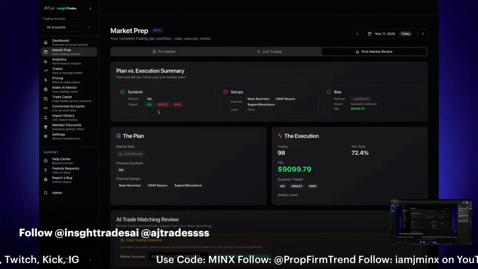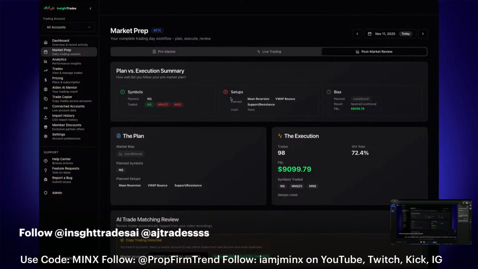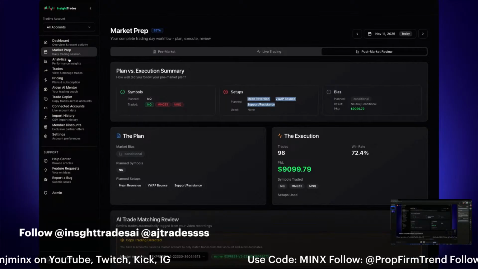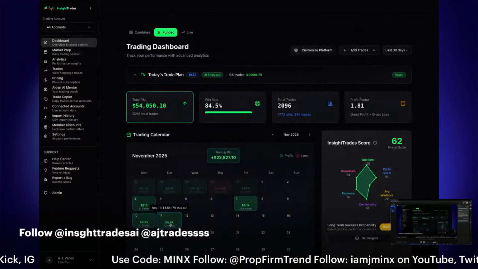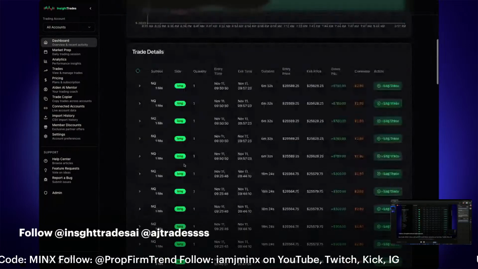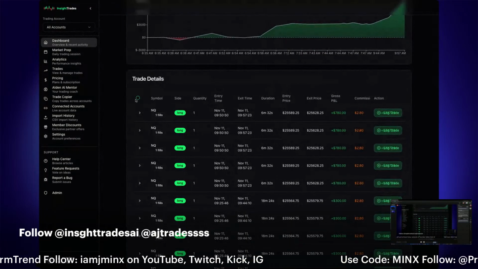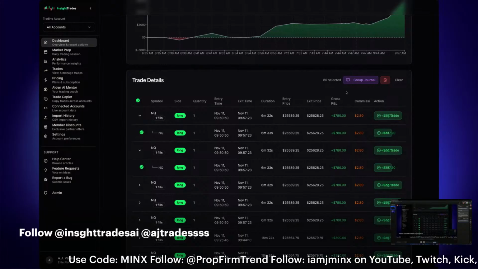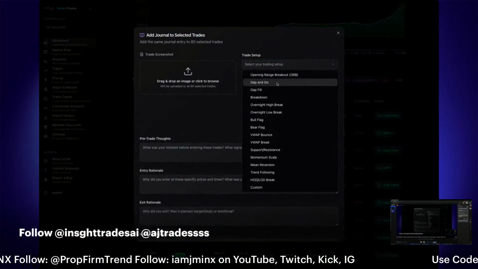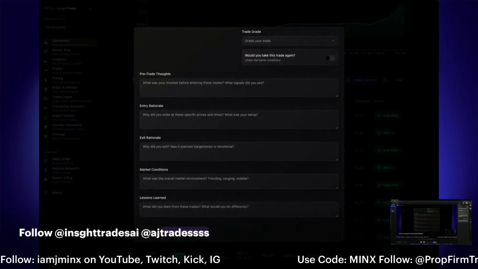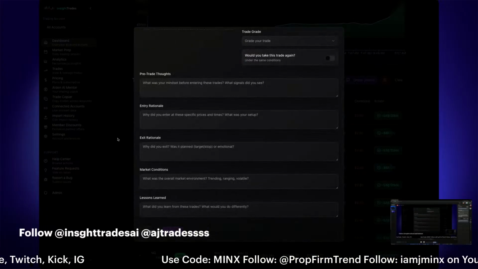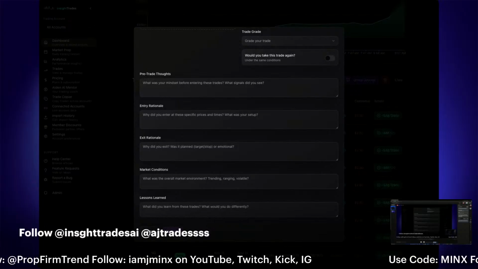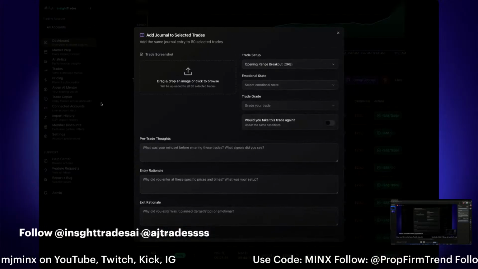The last part here is the post-market review. Because I haven't gone in and actually journaled those trades, it looks like the planned setups weren't used. What I would have to do is look at my trades for these funded accounts, and you can see a lot of these are the same account, right? So if I wanted to group journal some of these, I can assign them a setup. We'll call it opening range breakout, and assign it to those trades. Then we'll be able to see in that post-market review everything that we're doing.